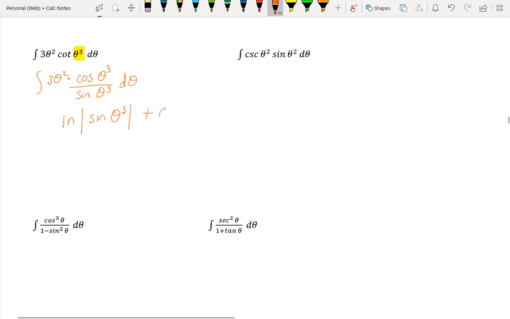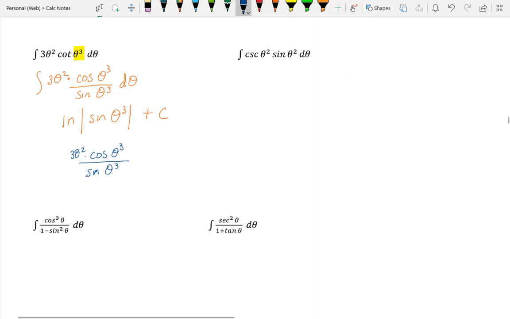Throw my plus c in there, and then I just go back and check. If I were to take the derivative of this, I would end up with 1 over sine of theta cubed times the derivative of the bottom material, so that would be times cosine theta cubed, times the derivative of the inside material, times 3 theta squared. So I can see that it works, and it gives me right back to where I started. All right.